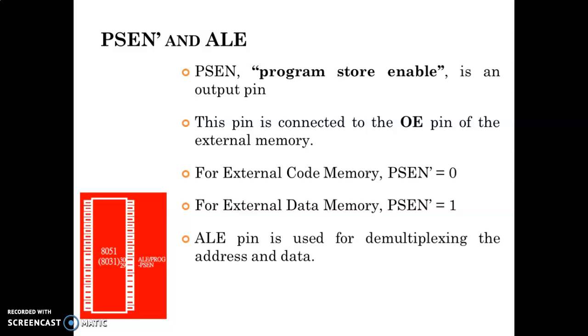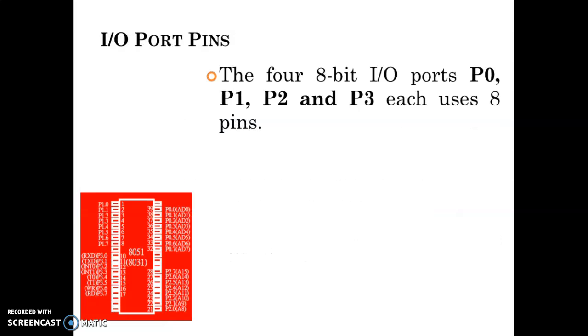PSEN, program store enable, is an output pin, and so is ALE. This pin is connected to the OE, output enable pin, of the external memory. For external code memory, PSEN equals 0. For external data memory, PSEN equals 1. The ALE pin is used for demultiplexing the address and data.